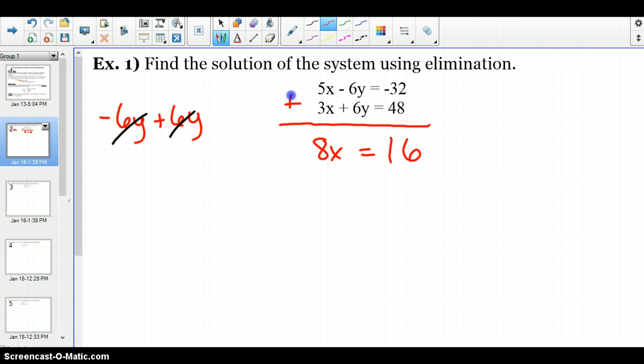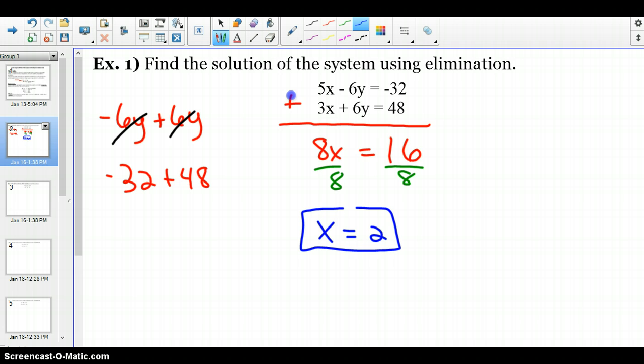-32 plus 48. I'm going to maybe just do some calculations off to the side so you know what I'm doing. I'm adding my two things on the other side of the equal sign. Next thing I'm going to do, solving for x, I'm going to divide by 8. And I get x is equal to 2.